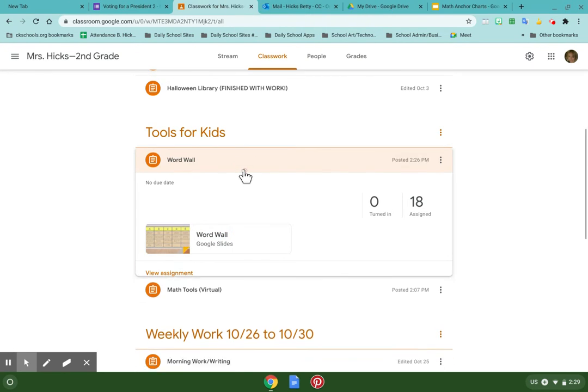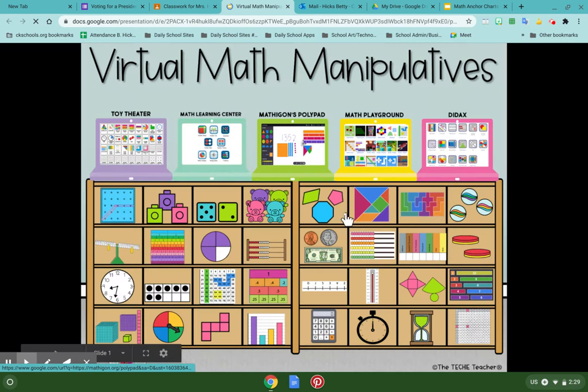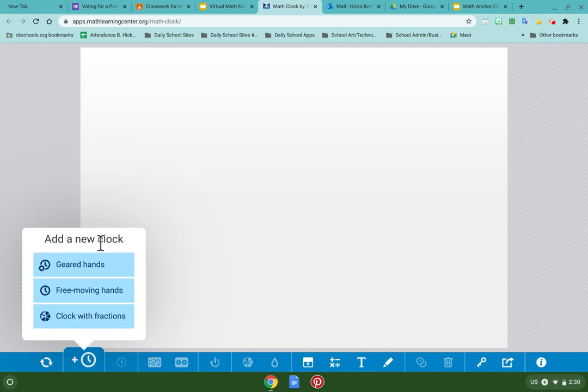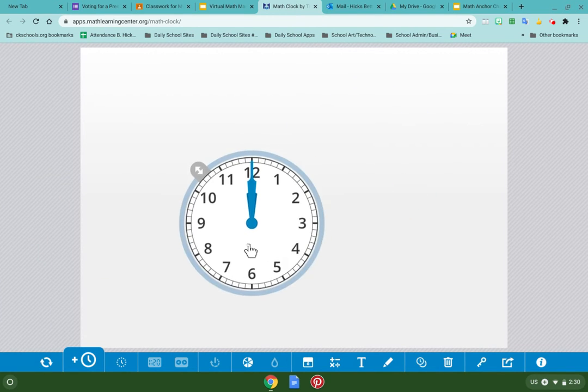The next thing that I added to this is virtual math tools, because I know a lot of you have trouble with having enough money at home or having clocks and practicing with them. If they're doing the clock right here, you can get geared hands, you can get moving hands, you can do clocks with fractions. The moving hands is the number one thing. See how I move that around?